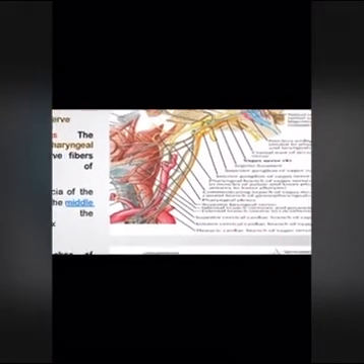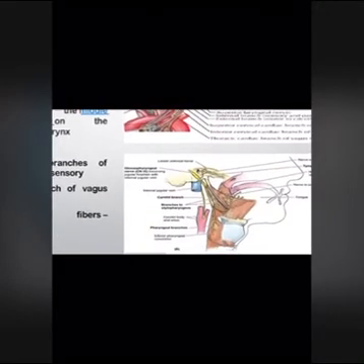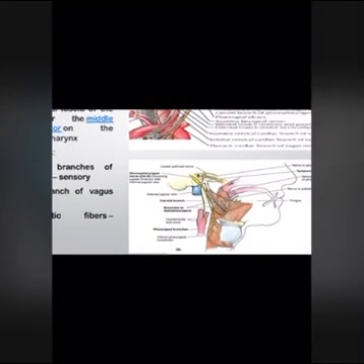This is the vagus nerve, and this is the pharyngeal plexus. This is the glossopharyngeal nerve. This is the carotid branch. This is the pharyngeal branch.